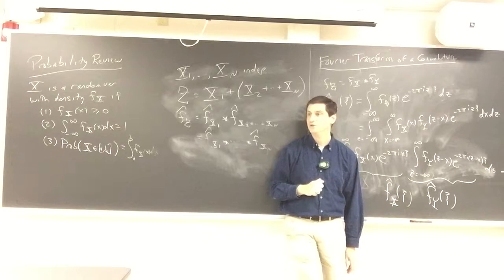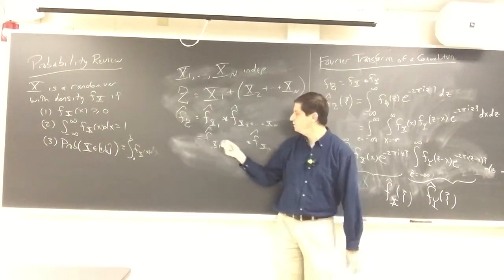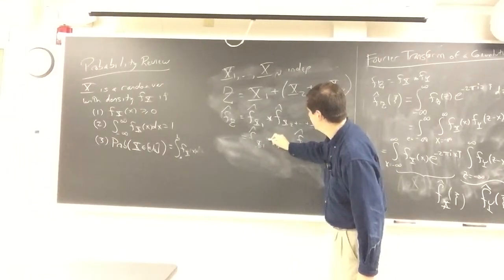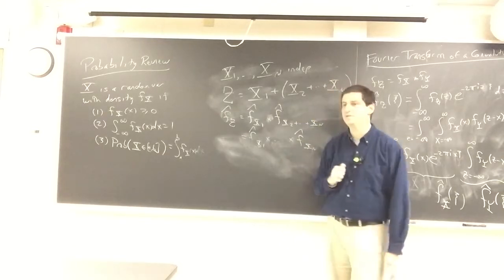So the Fourier transform of a convolution is the product of the Fourier transforms. And if all of these variables, instead of now being stars, this is now just multiplication. That's the only change. Convolutions become multiplications.